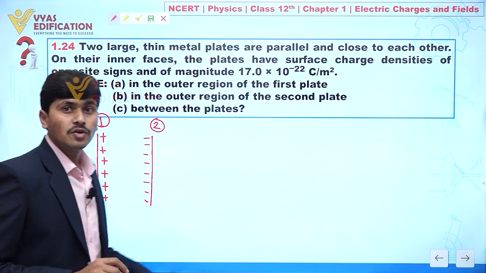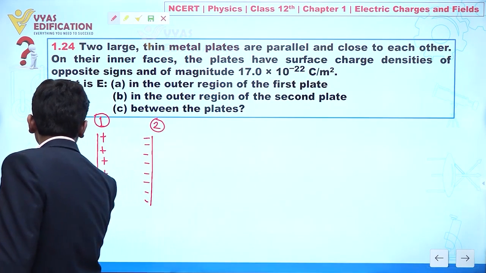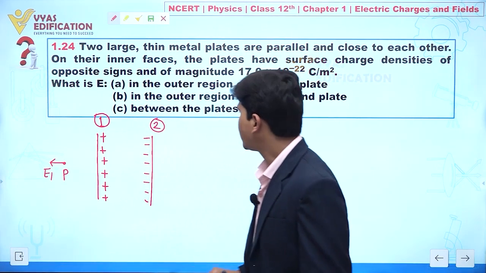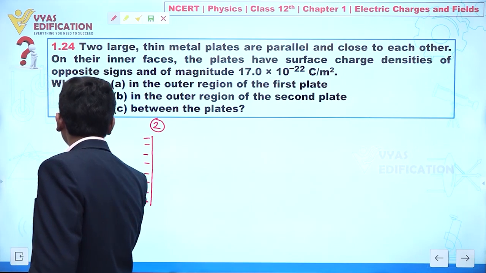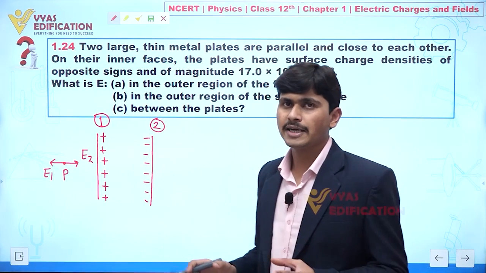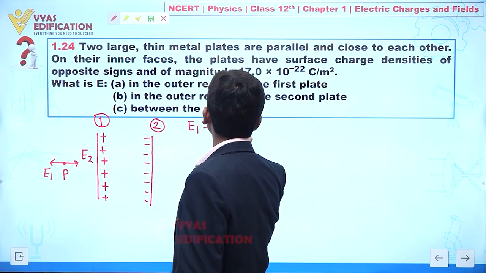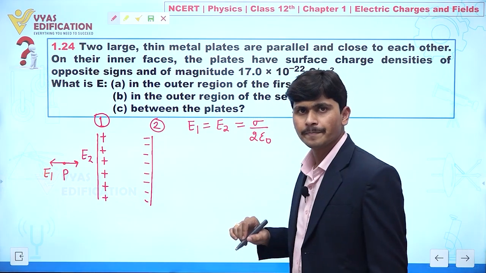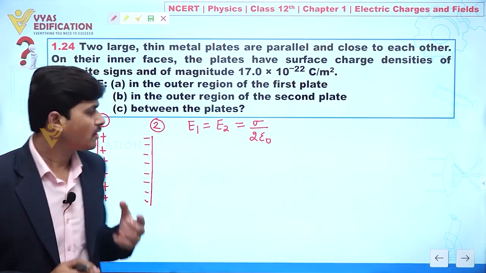The direction of the electric field due to plate 1 is in this direction, that is E1. Listen carefully. The direction of E2 is in the opposite direction. Now you know, due to a large plate, E1 equals E2, and this is equal to sigma upon 2 epsilon naught. Clear to everyone? Yes, so this is sigma upon 2 epsilon naught.